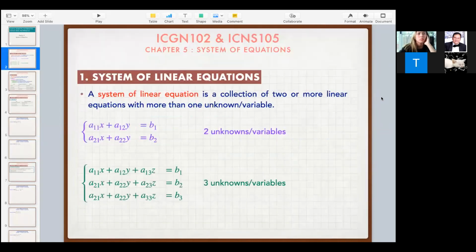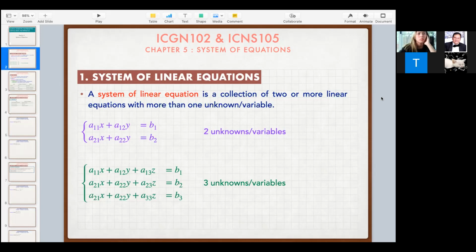Let me have a short recap a bit. We talked about the collection of two or more equations with more than one unknown or one variable. When we have two linear equations, we call it a system of linear equations. The first example, in the purple color, is a system of linear equations with two variables or two unknowns.